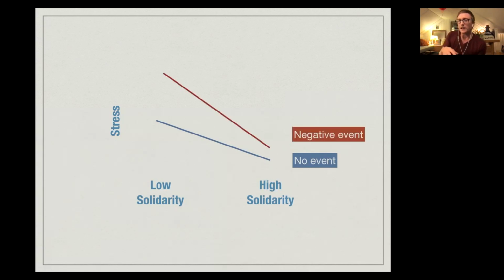And what you'd expect for a buffering effect is an even stronger association between solidarity and stress in a negative direction when someone's encountered some sort of negative event. And this should be driven by the people low in solidarity. They experience a negative event and it should really affect them, right? Stress should go through the roof. Whereas for people who feel high solidarity, it shouldn't affect them as strongly if the solidarity is a buffer. It should be a protective factor so that the negative event is not having as big of an impact.